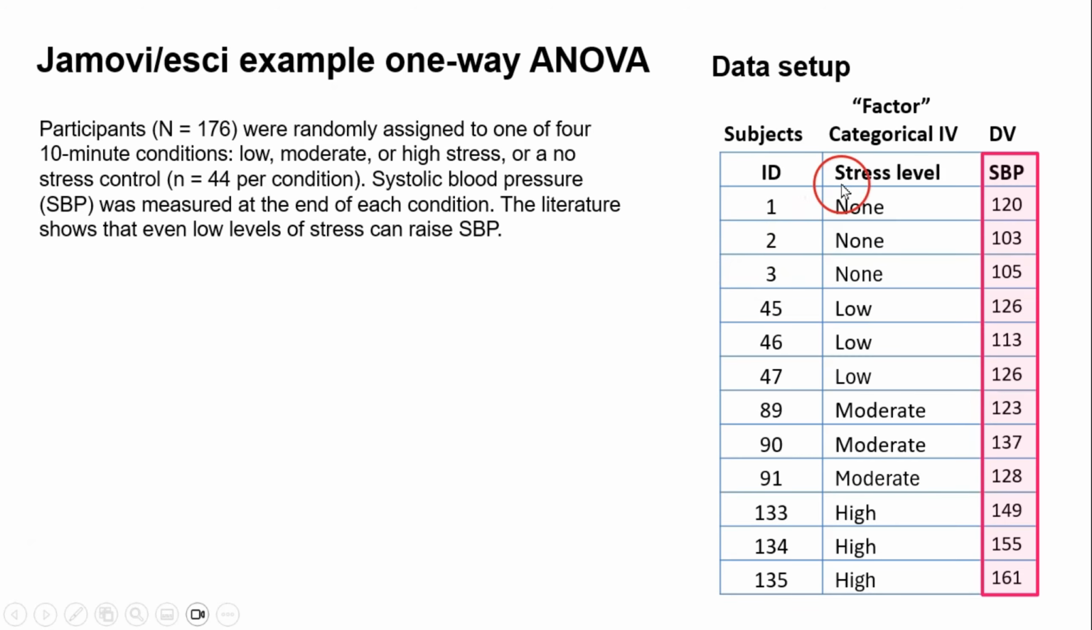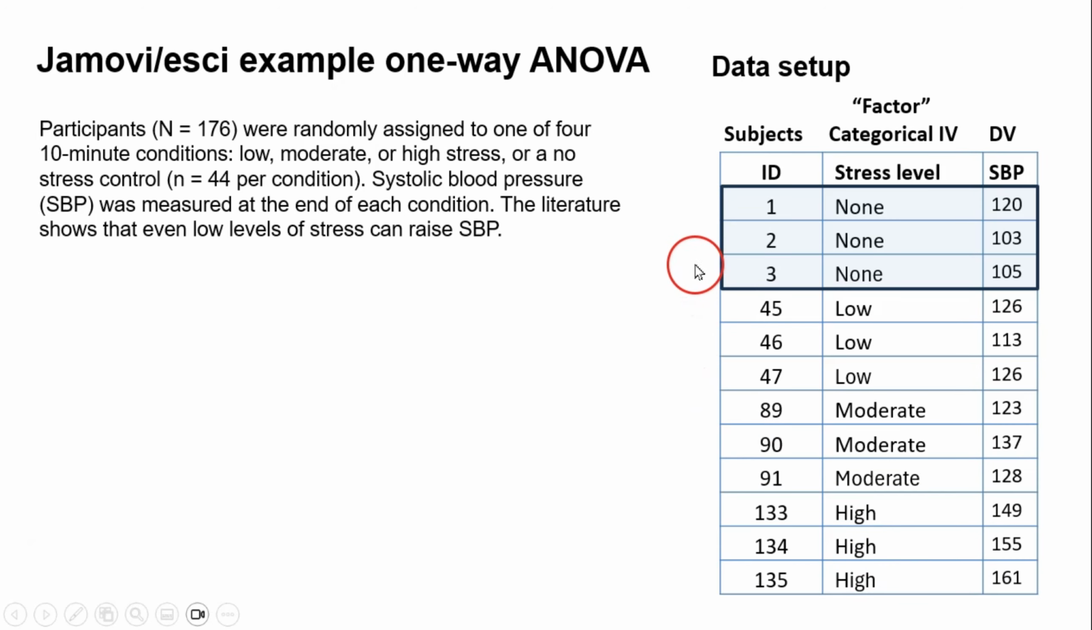So this middle column here, the stress level, is important because by having the names of these different groups in here, the computer knows which values over here on the right for the systolic blood pressure belong separately to these different groups that you have. So it will calculate the means and calculate the F ratio for us.